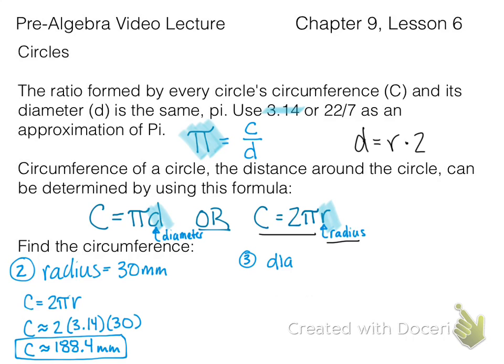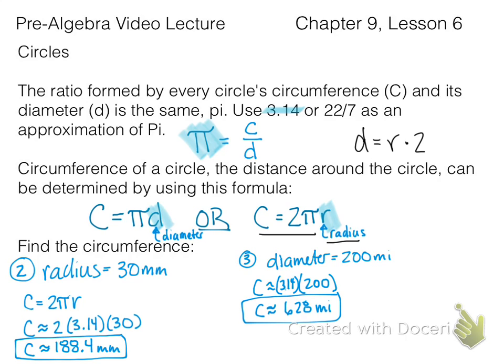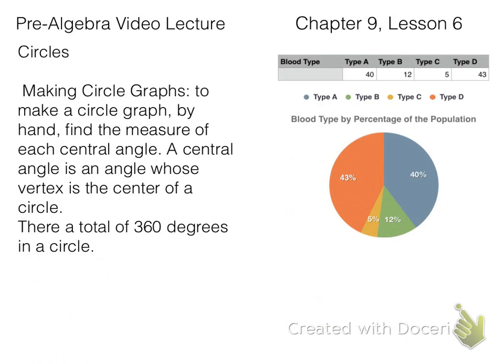All right, next problem. Number 3, diameter being 200 miles. Well, that uses the diameter formula, multiply by pi, which in this case is 3.14, and we get a rough circumference of 628 miles.